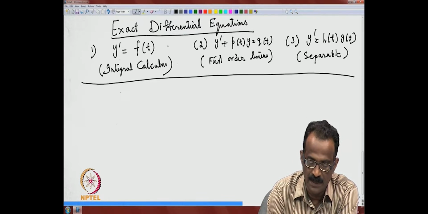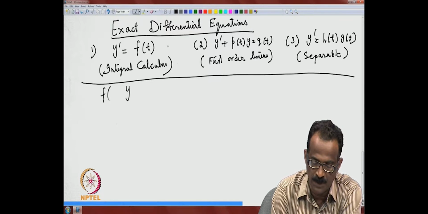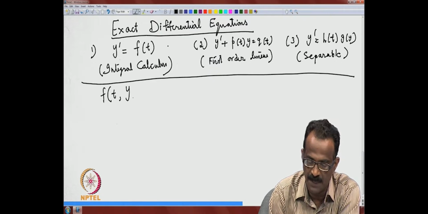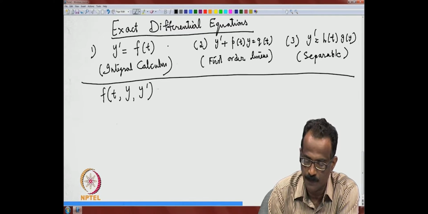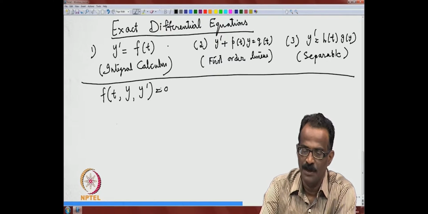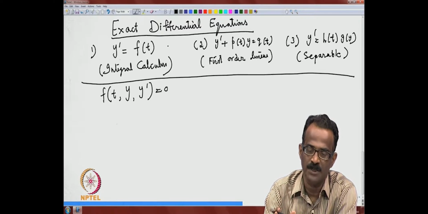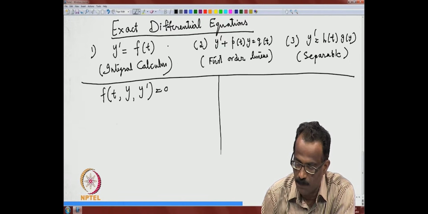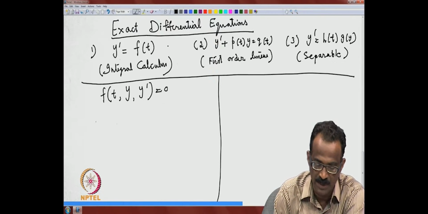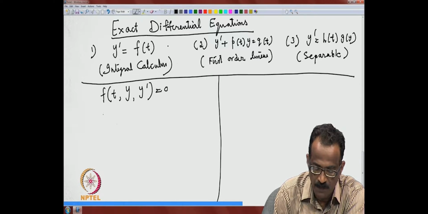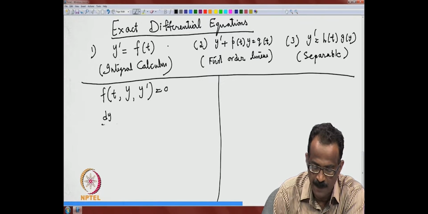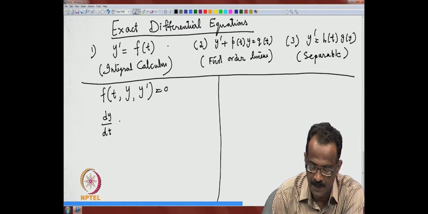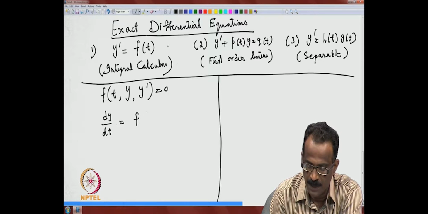As I said, the most general form of your differential equation is f(t, y, y prime) equal to 0. You can define the terminology of exact differential equations even for this equation, but since we are not planning to deal with this more general equation, our equation is the standard one, dy by dt is equal to f(t, y).